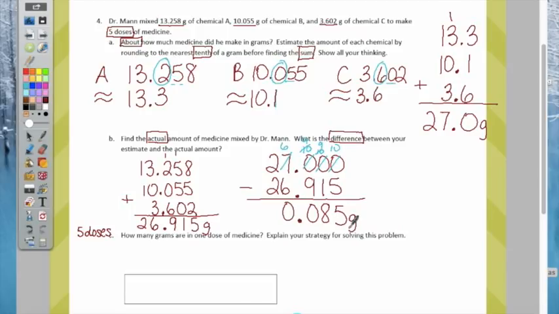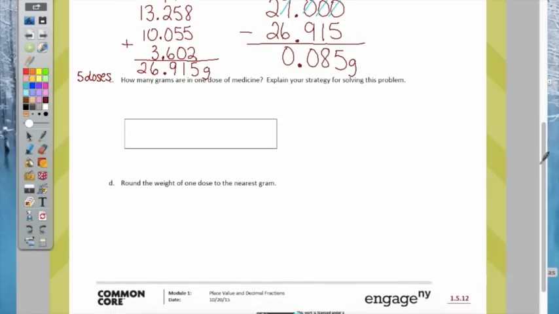Okay, the last 2 you'll probably really enjoy. So it says, how many grams are in 1 dose of medicine? And explain your strategy for solving this problem. We'll get to that in a minute. So we have 5 doses. Where do I put the 5 doses? In the boxes. So I'm going to need 5 boxes. And the question says, how many grams are in 1 dose of medicine?